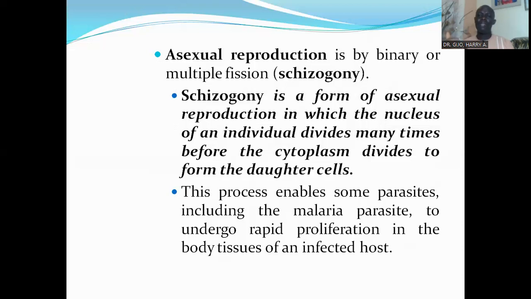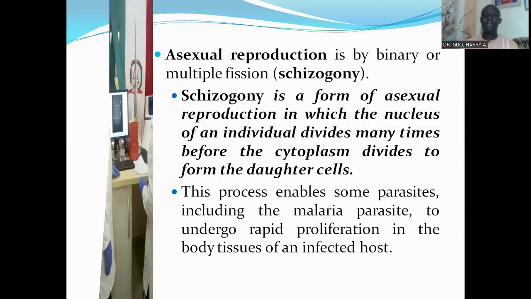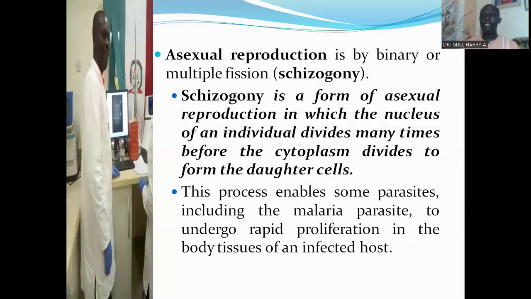Then when the nucleus divides, it forms two daughter cells. But in this case, the nucleus divides many times before the daughter cells are formed. This process enables some parasites, including the malaria parasite, to undergo rapid proliferation in the body tissues of an infected host, because they don't wait for new cells to fully form. The nucleus divides several times, and then it splits to form several cells of these organisms.